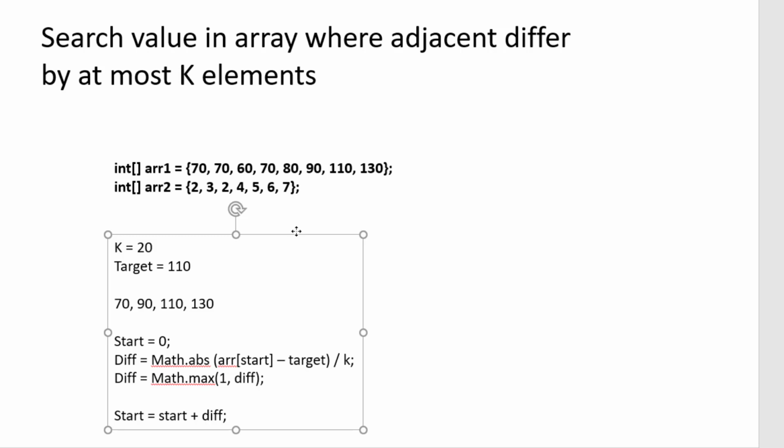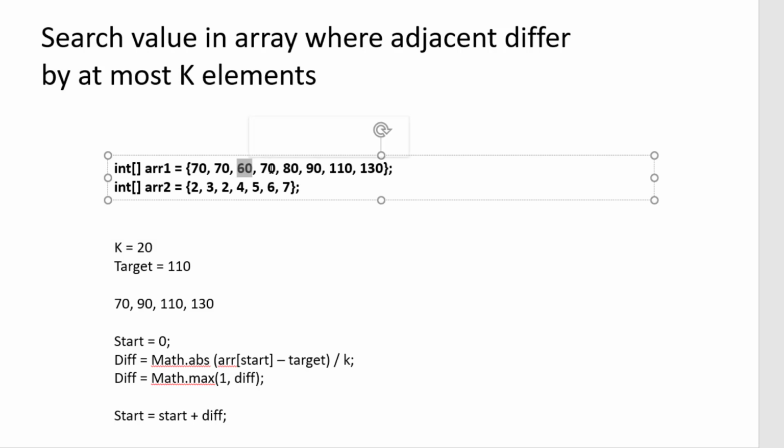So again, in this case we are doing O(n), but with better optimization, we are skipping what is not required. So in this case, first it will say 110 minus 70, which is 40 upon 20. So it would give me 2. Now my start will be start plus difference, which is at this position, 60. Again I will say 110 minus 60, which is 50. So 50 divided by 20 is 2, right? So it will jump by this one and this one.